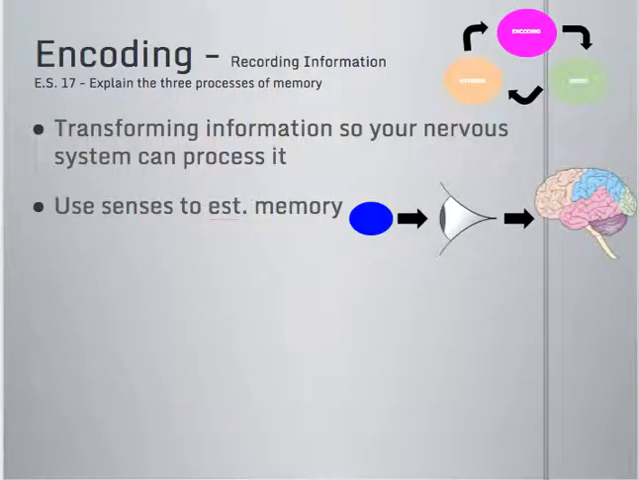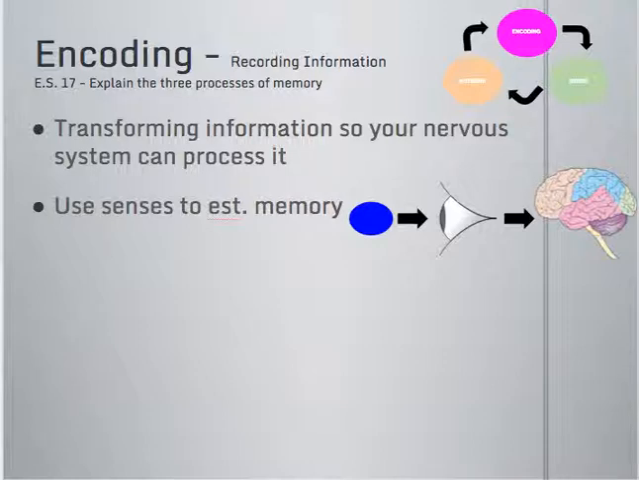So first we're going to focus in on encoding. Okay? Encoding is the transferring of information so your nervous system, your brain, can process it. And so you use your senses to establish a memory. So the easiest thing to think about is the things that you see. So in my image that I have there, I am seeing a blue oval, and my nervous system, my brain is processing it to be later stored and then possibly later retrieved. So we're talking about encoding, storing, and retrieving all in that process.